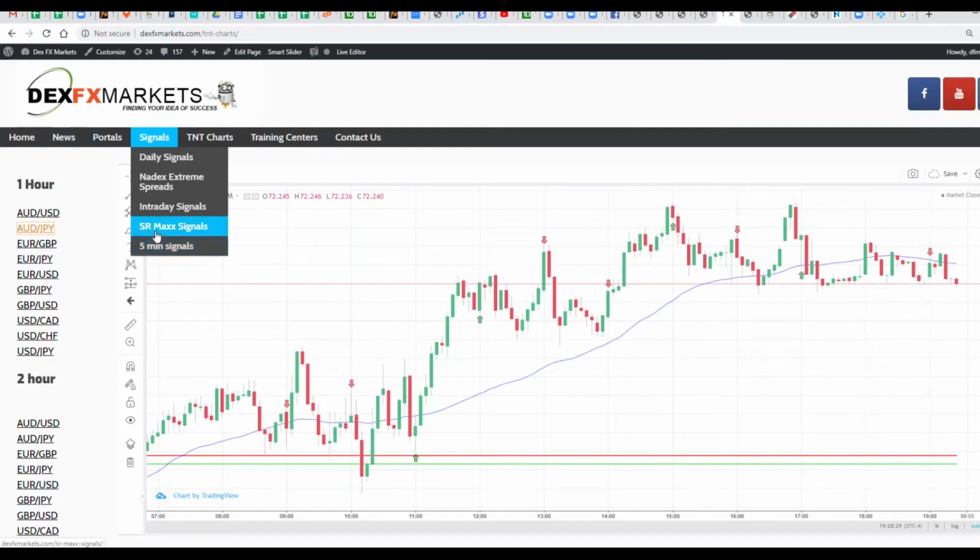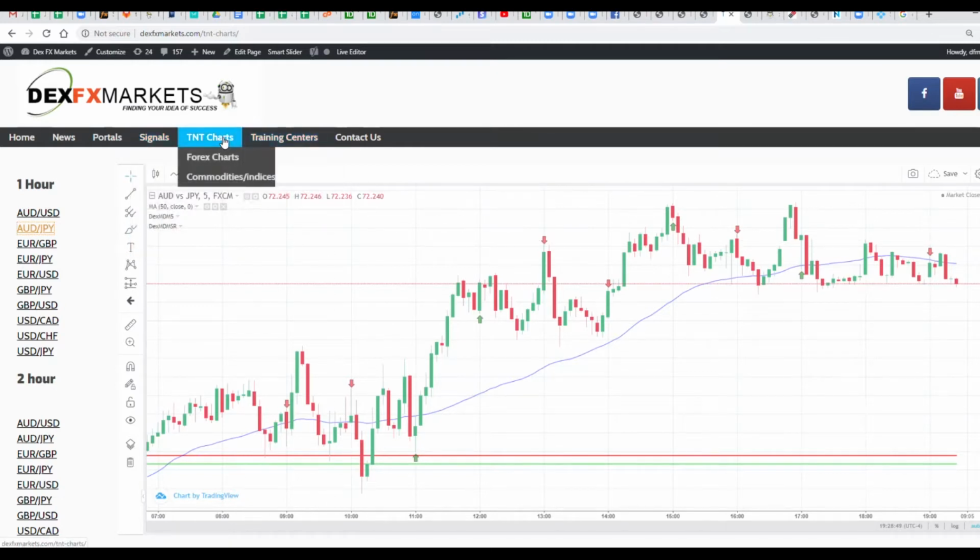So we have a lot of signals. I mean, hundreds that release a day. And there's a lot of people that use our systems and programs. And what's about to happen has just revolutionized even our own system within the program. The signal program itself, the 5-minute signals and the TNT system, the TNT charts, have exploded.